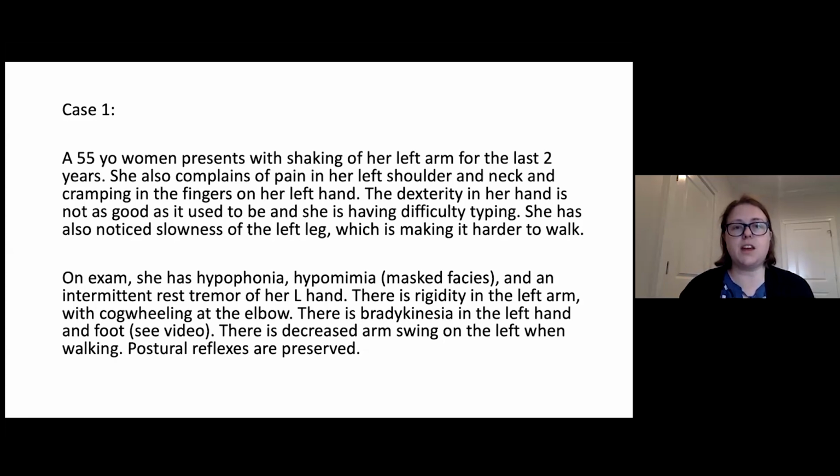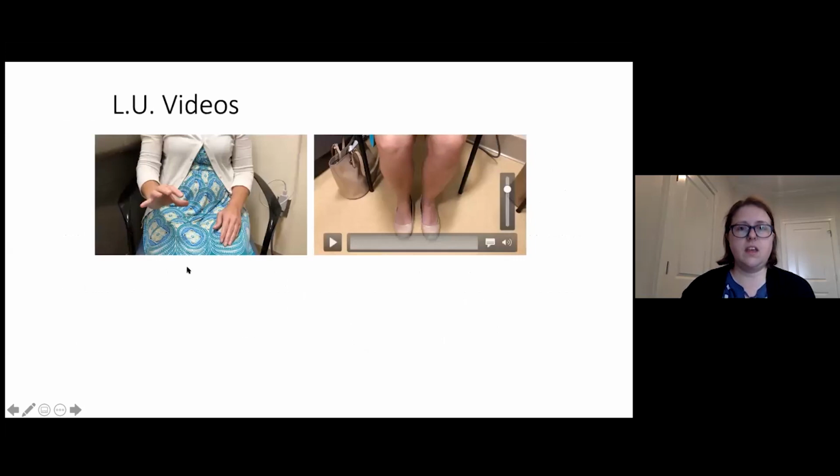On exam, she has hypophonia, hypomimia, and an intermittent rest tremor of her left hand. There's rigidity in her left arm with cogwheeling at the elbow. And there's also bradykinesia in the left hand and foot. I'm going to show you a video on the next slide. Finally, there is decreased left arm swing when walking, and her postural reflexes are preserved, so her balance is good. So here's a video of this patient.